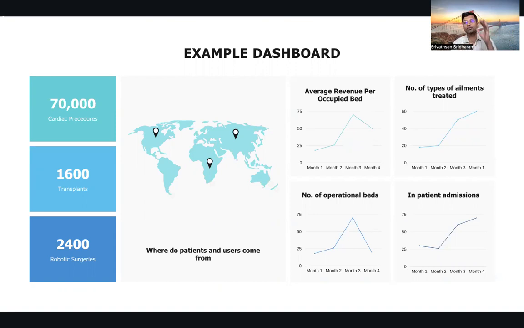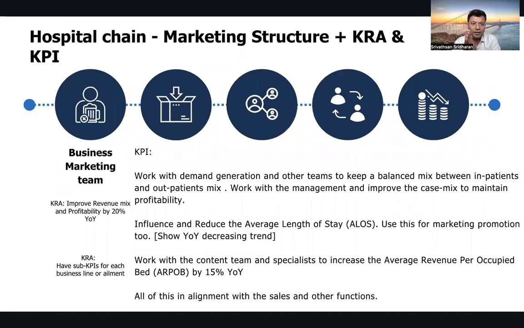So once again, I'm telling you, you have to define your business goal, and from there we are moving on to the functional goal, KPIs and KRAs. Now, the same structure was looked at in the previous example of building materials, and I'm sticking to the same structure here. The only thing that we need to look at is the KRA for this business marketing team is going to be like, how do you improve the revenue mix and profitability by 20% year on year? That's a KRA. Revenue mix and profitability.